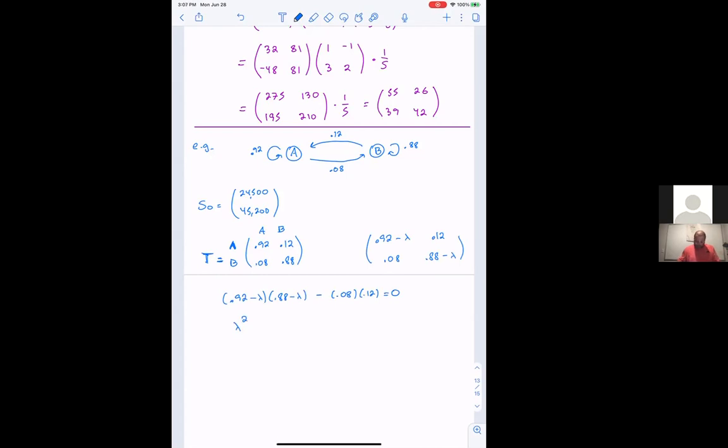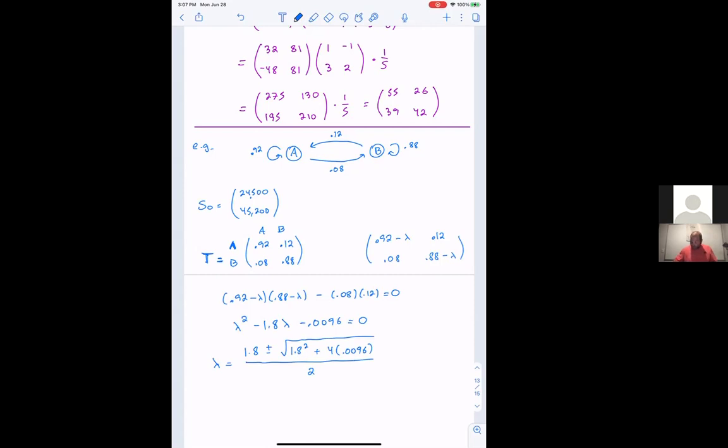And I'm using my calculator here so I don't do anything really dumb. That's minus 1.8 lambda minus 0.0096 is equal to 0. And there's a lot of decimals here, so let's use the quadratic formula. Lambda equals negative b plus or minus the square root of b squared minus 4 times negative 0.0096 for ac, all over 2a. 1.8 squared plus 4 times 0.0096.